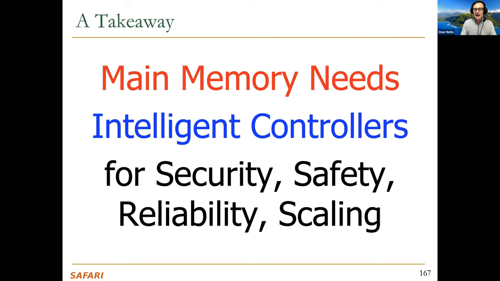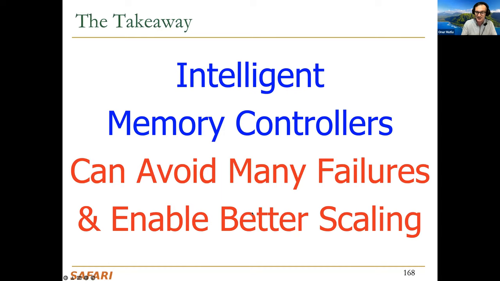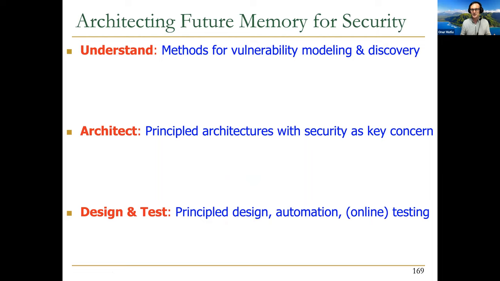And I believe you need to design systems to be fundamentally more secure. I believe this requires intelligent controllers, because intelligent controllers can avoid many failures and also enable better scaling by handling a lot of the failure modes. Refresh is one example, but RowHammer is another example, as we will see. So I don't have the answers. I don't claim to have any of the answers, but I think there's a lot of research to be done in this area. I believe we need to architect the systems in a more methodical manner.